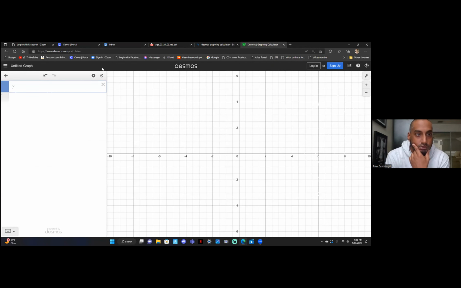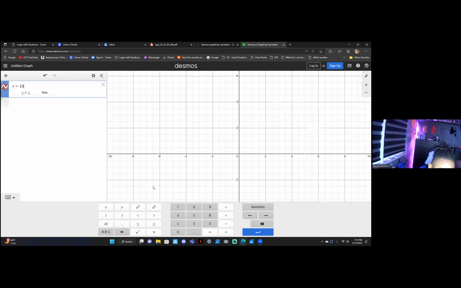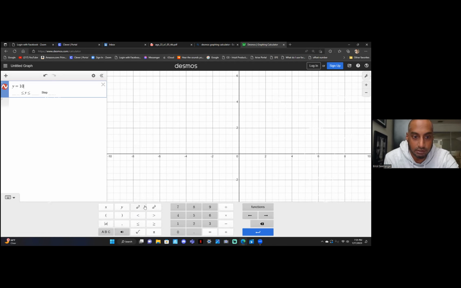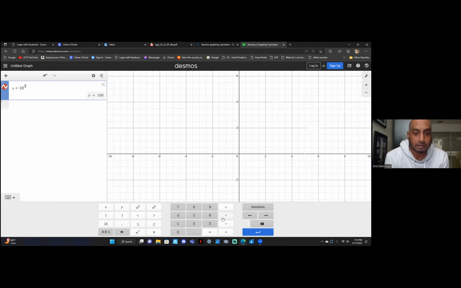Y equals 10. See in the bottom left that little keyboard icon? Yeah, click that. See the one that says a raised to the b? Click that one. Not absolute a. Yeah, that one. Press that one. X. Put X there.